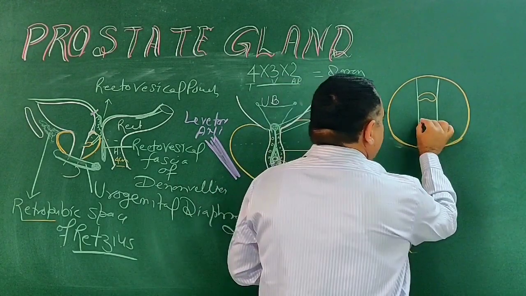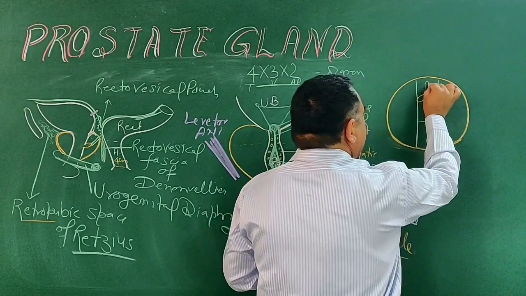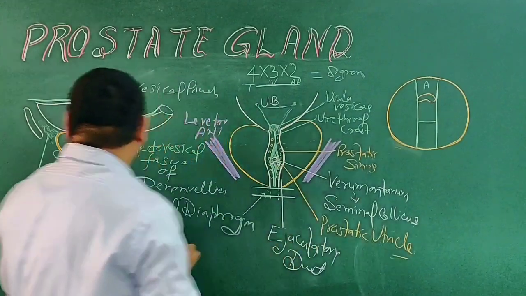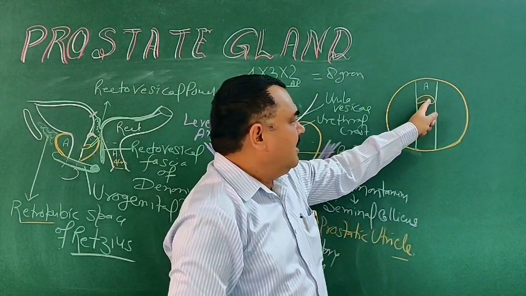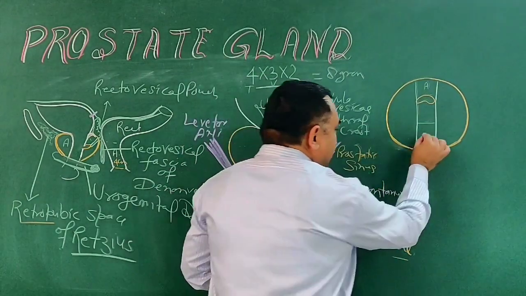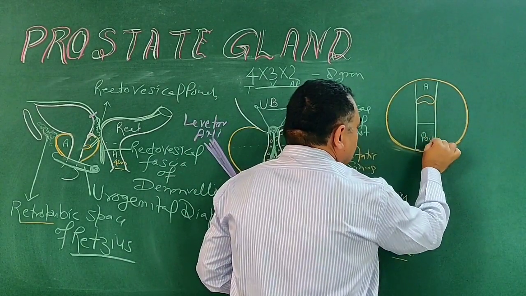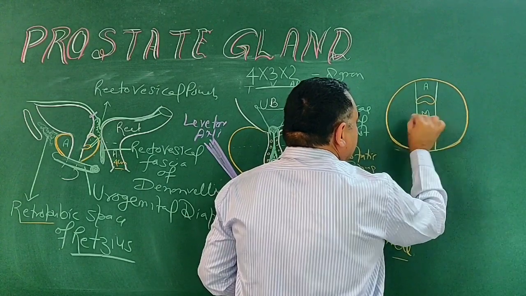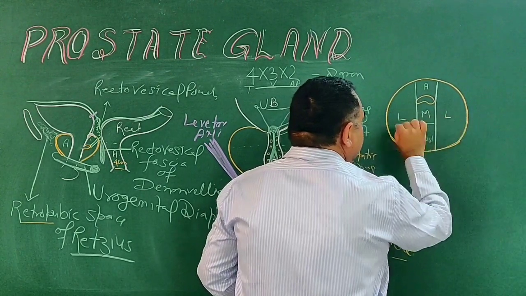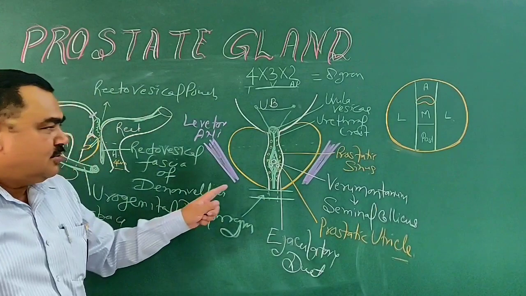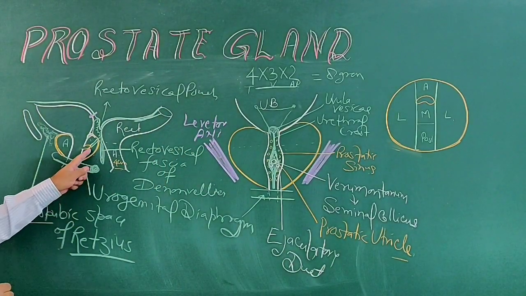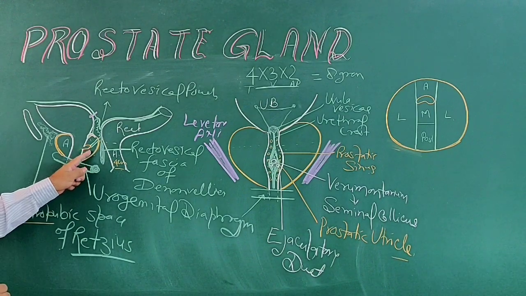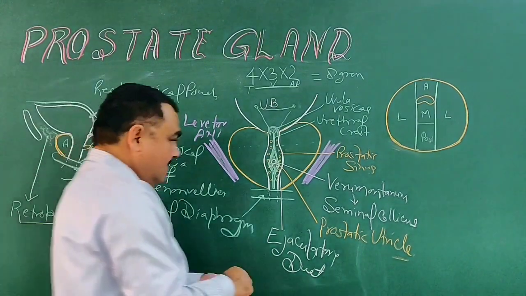It is divided into 5 lobes. This is the anterior lobe, which lies anteriorly in this diagram. This is the anterior lobe, anterior to the urethra. This is the posterior lobe. This is the median lobe, and this is the lateral lobe, right and left lateral. So this is the anterior lobe, and here you can see this diagram.